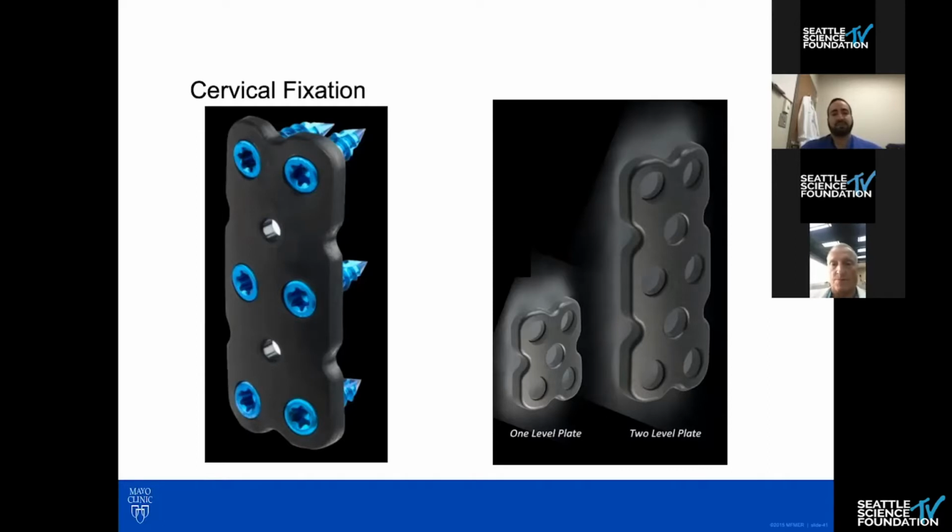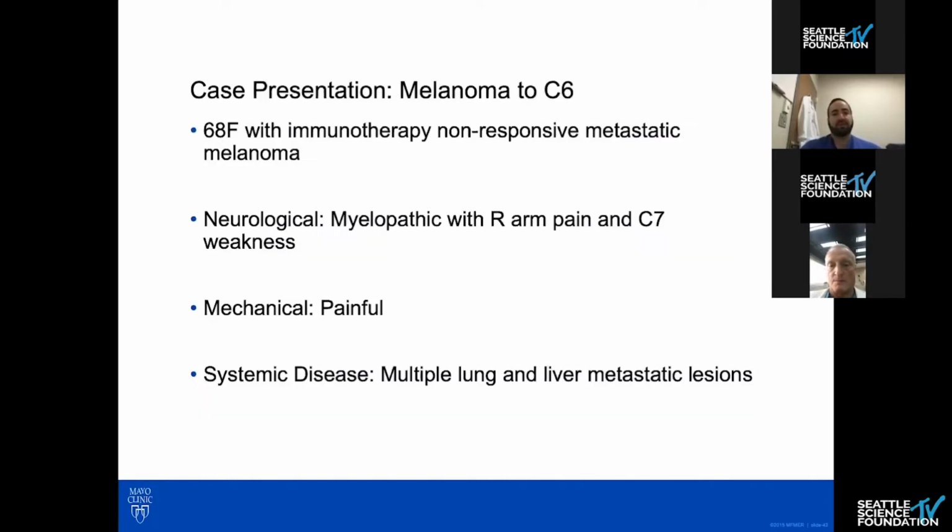You can speak to the folks from the company, but there's a number of different sizes of plates that are available. This is the one case that I did. This was a very frail 68-year-old lady who presented with a non-immunotherapy responsive metastatic melanoma. She failed all of the more recent biologics that are used to treat metastatic melanoma. She presented with myelopathy. She had right arm pain and weakness. And she had a significant amount of neck pain.